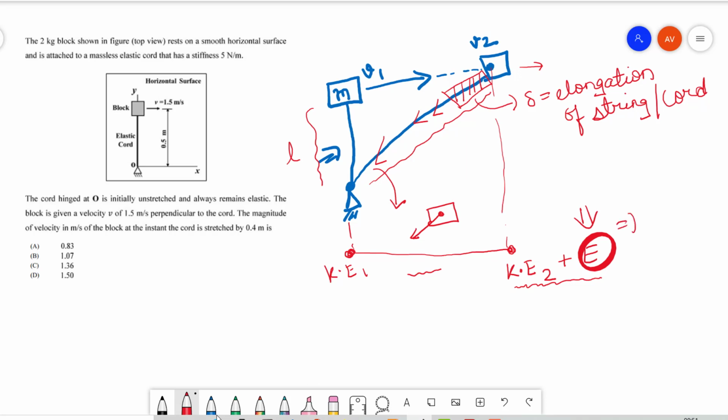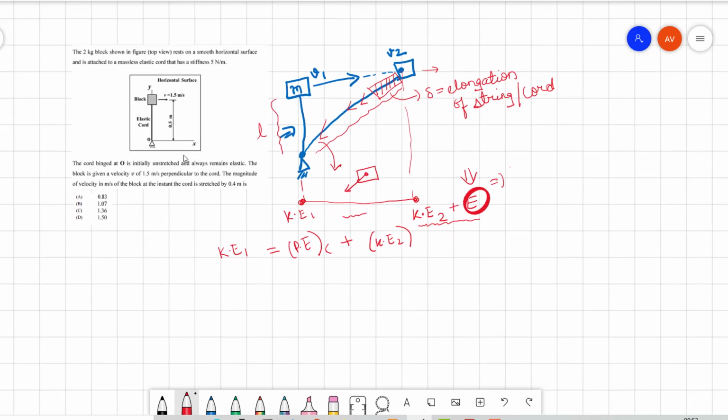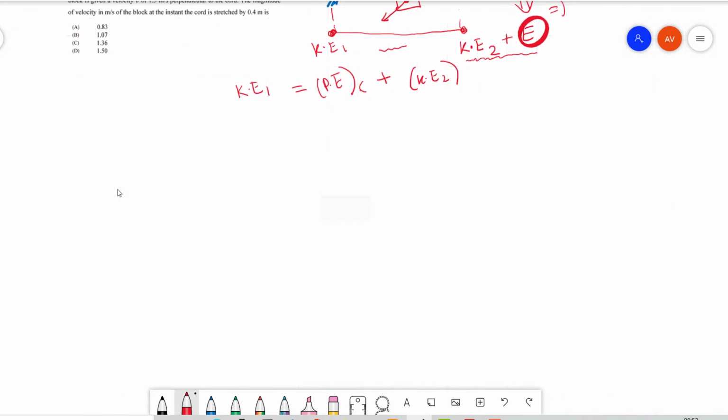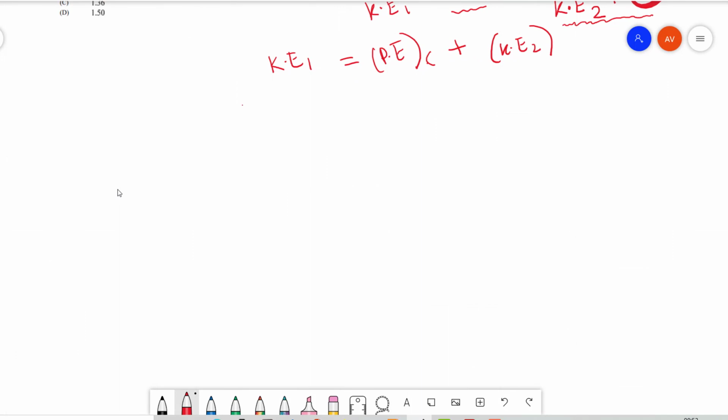So now what is this energy? This is the potential energy of this particular string or cord, which is the same as a spring problem. So you can write that your kinetic energy at state 1 is equal to the potential energy of the cord plus your kinetic energy at state 2. So now you can write this as half m v1 square is equal to half k delta square plus half m v2 square.